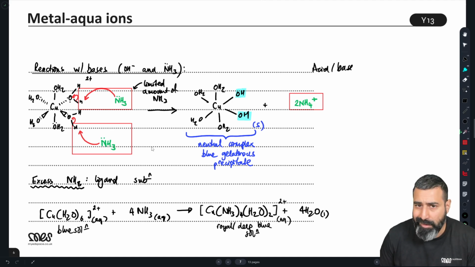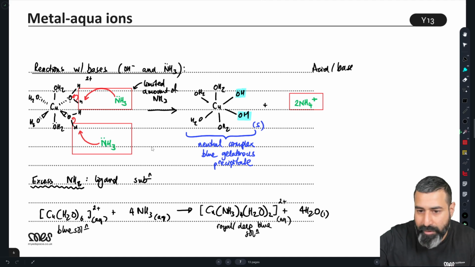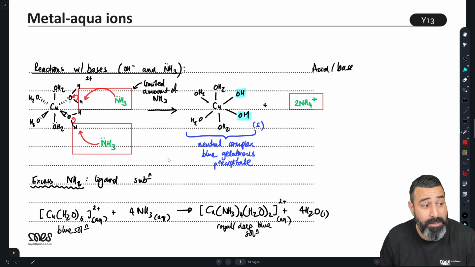Okay, I think that is everything. And next we're going to have a look at some complex ions and shapes of complex ions.